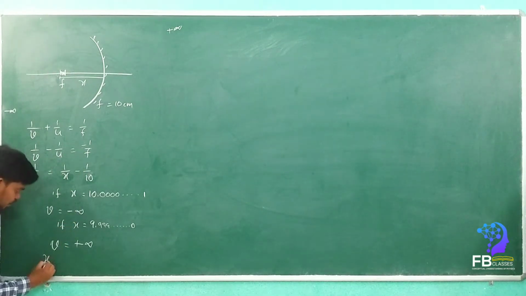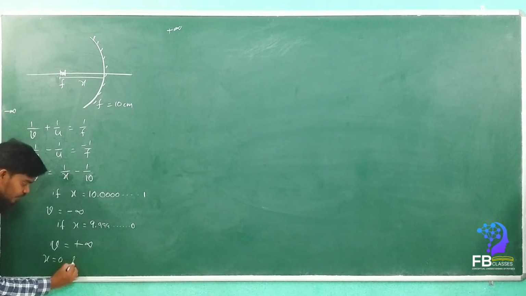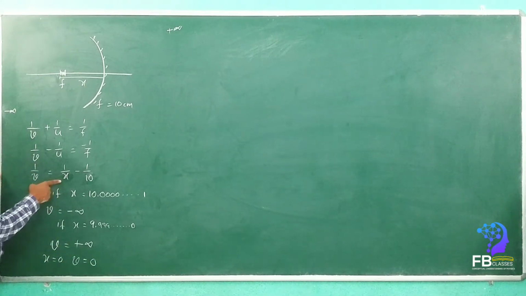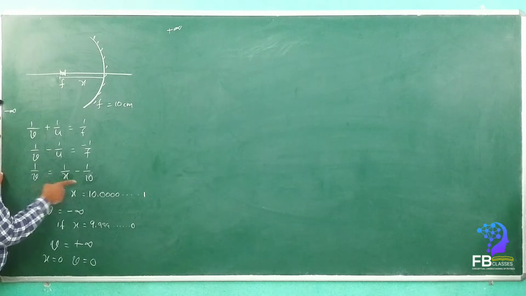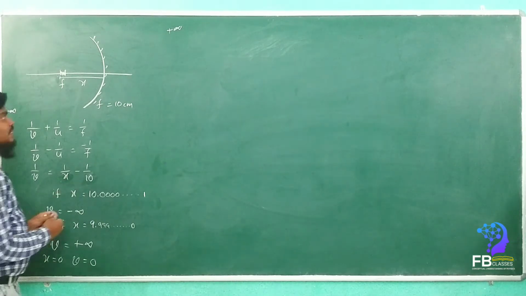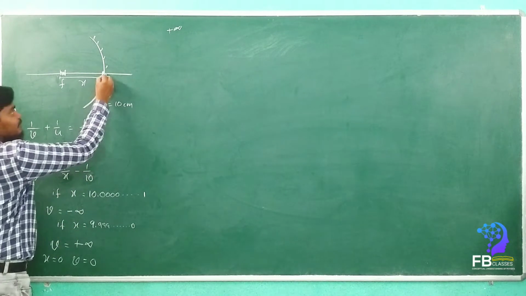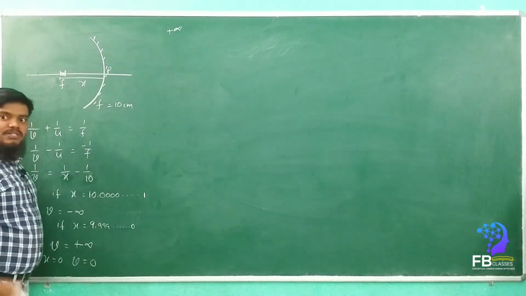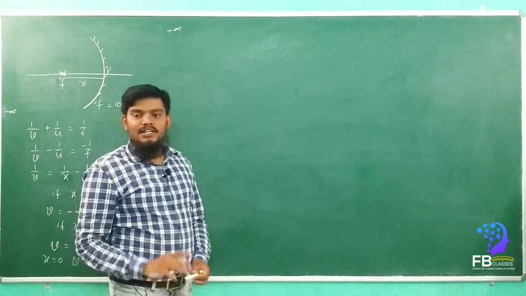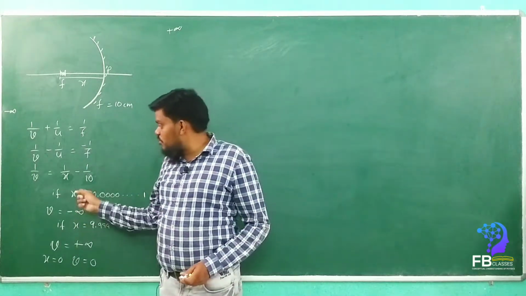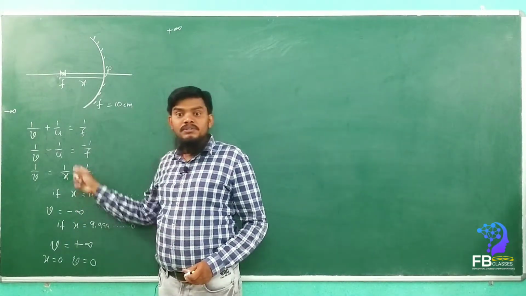So if x is equal to 0, then v is also equal to 0. See here, if x is equal to 0, then v is also 0. So that means when the object is placed at 0, the object is placed at the pole. Then where is the image formed? At the pole only. Are you getting my point? Yes sir. So this is the main mechanism of the f point.